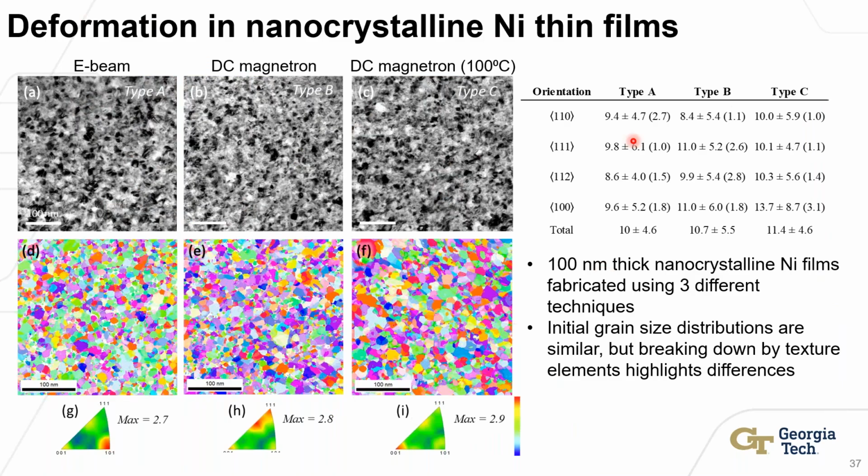001. What's interesting though is in this type A film, which is what we're calling the E-beam evaporated, the grain size distribution is insensitive to texture. Whereas in the type B and C films, we have texture sensitive grain size distributions. So in type C, the 100 grains are larger, and in type B, the 111 and 100 grains are larger.